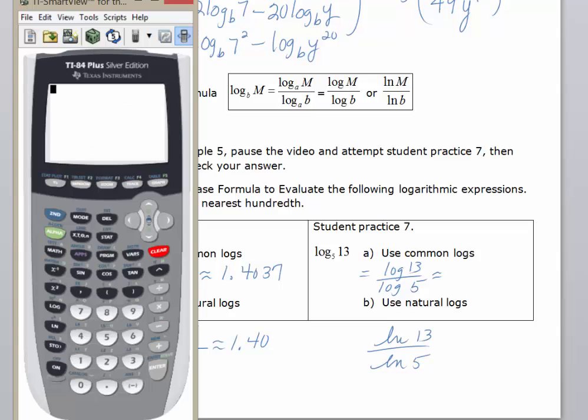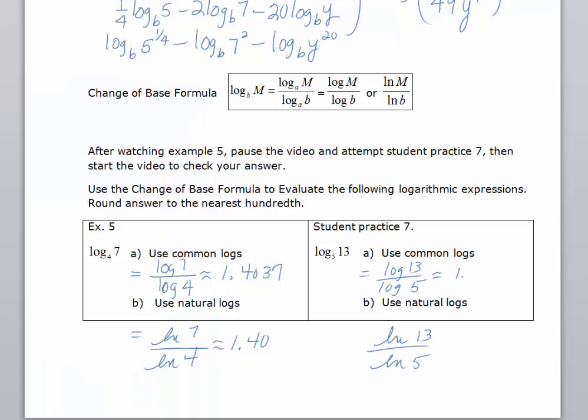So let's do both of these on our calculator at the same time. We've got log 13. Close those parentheses, divided by the log of 5. And then we'll take the natural log, ln, of 13, and divide it by the natural log of 5. And you see we get the same exact answer. And so to round this to the nearest hundredth, it would be 1.59 for both of these. And of course, if we rounded both of the earlier ones to the nearest hundredth, we get 1.40.